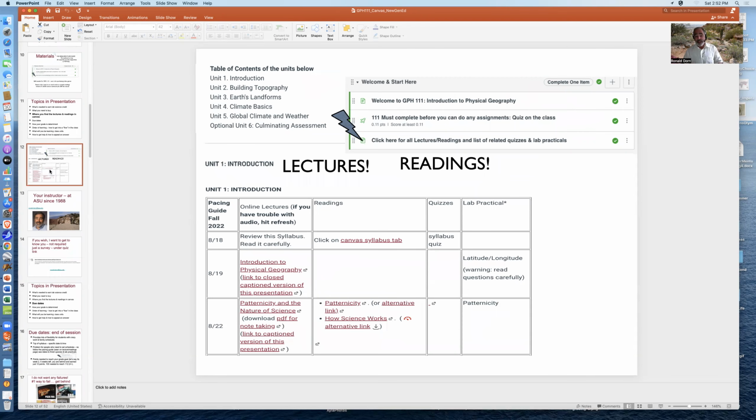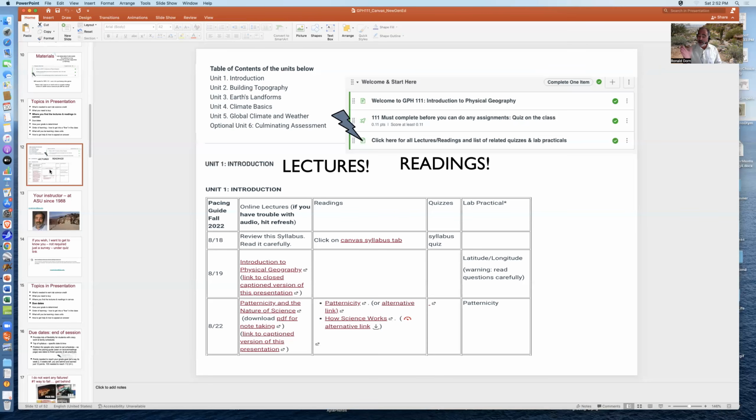Unit 1, Introduction; Unit 2, Building Topography; Unit 3, Earth's Landforms; Unit 4, Climate Basics; Unit 5, Global Climate and Weather; and Unit 6, Culminating Assessment. Each one of these units has a pacing guide, the suggested time that you do it, and links to 2 different online lectures. One of them is an Adobe Presenter format where you control the slide feed in an HTML5 lecture. And the other one is a streaming link that's called closed caption.